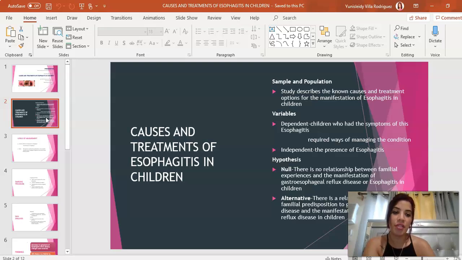Hypothesis. Null: there is no relationship between familial experiences and the manifestation of gastroesophageal reflux disease, or esophagitis, in children. Alternative: there is a relationship between familial predisposition to gastroesophageal reflux disease and the manifestation of gastroesophageal reflux disease in children.